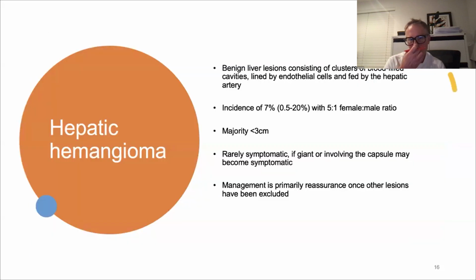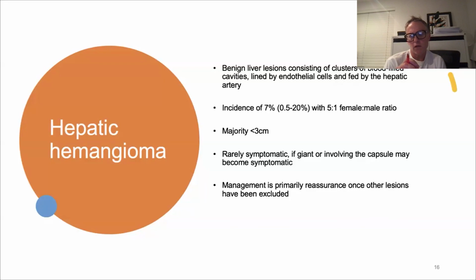So what is a hepatic hemangioma? It is a benign liver lesion, which is just a dilated vessel or a cluster of blood vessels, lined by normal endothelial cells and fed by the hepatic artery. They're almost an aberration of normal development within the liver. They are said to have an incidence of 7%. Again, I'd challenge the papers which quote this number, because I think we're seeing more of them, probably because our imaging has got better. They seem to be more common in females than males, and the majority of them are less than 3 centimeters in size.